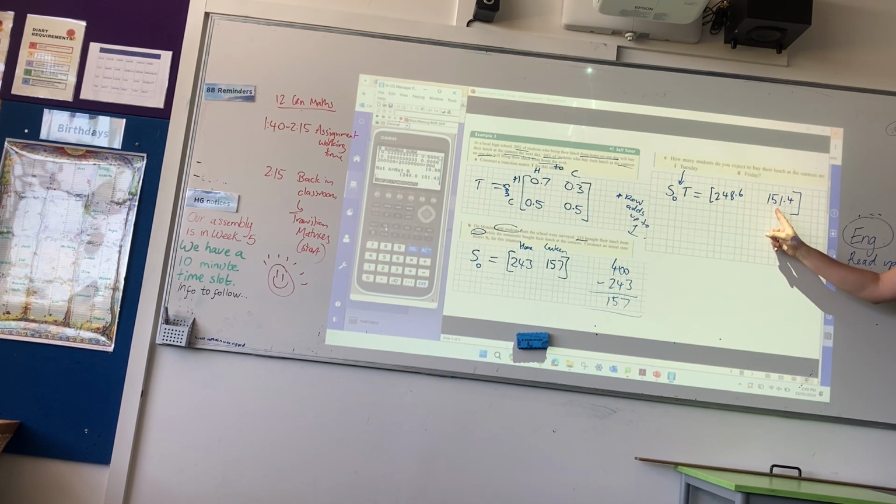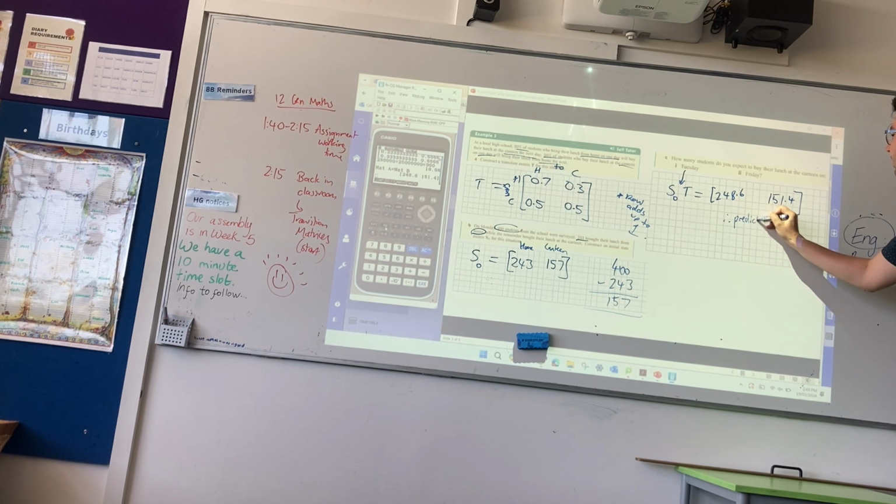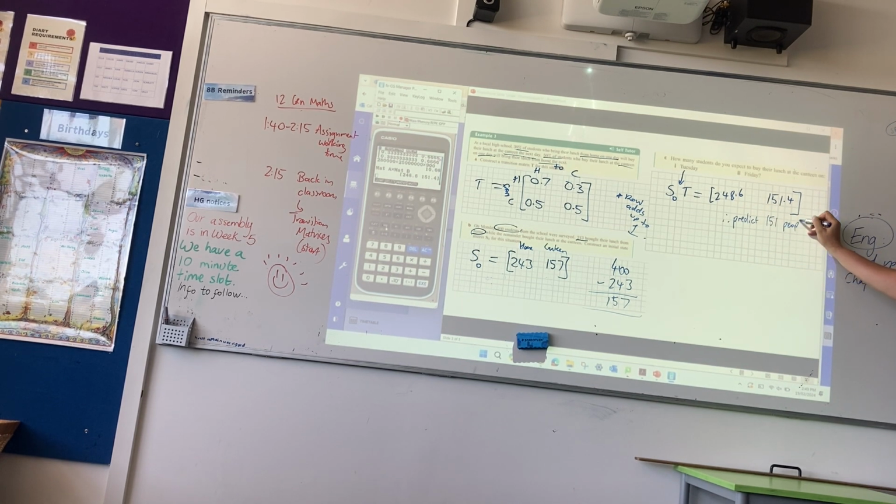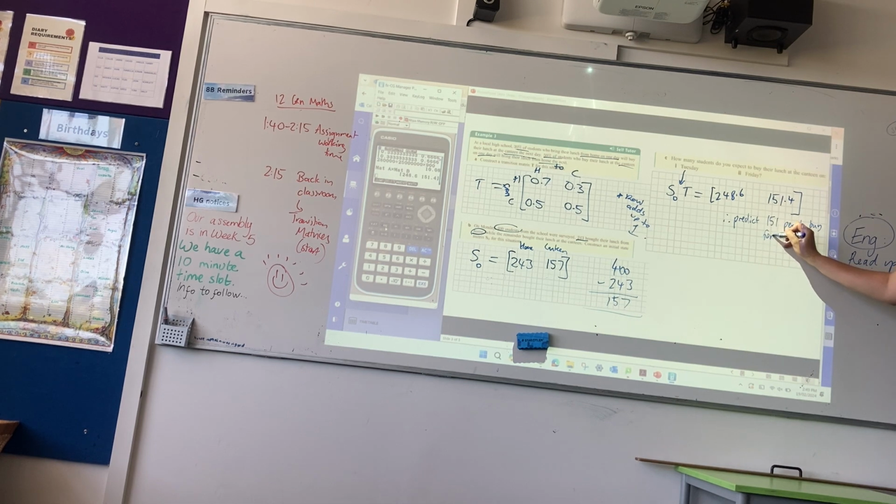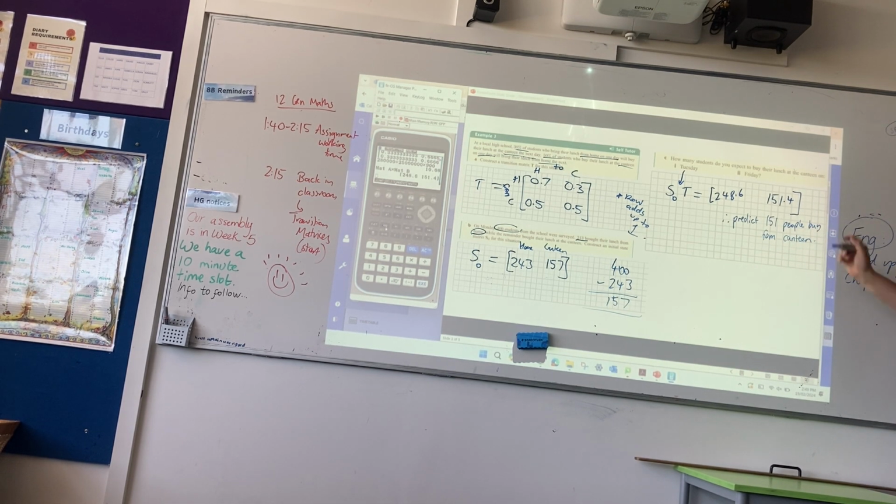So what I'd like to see you doing when you interpret that answer is to round it to a whole number. There you go. Therefore, predict 151 people buy from the canteen. Please don't predict 151.4 people. In a worded question in general maths, when there's a decimal answer for something that can't be a decimal, you need to round it. If that was a test question, you'd lose half a mark if you didn't round it. Okay?